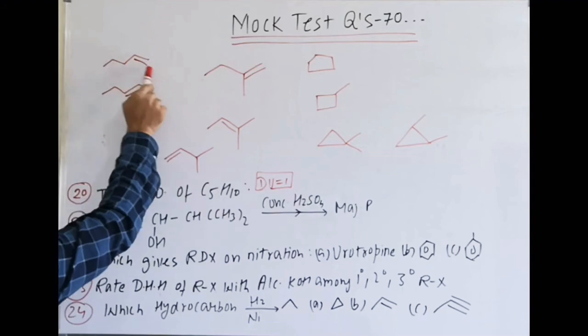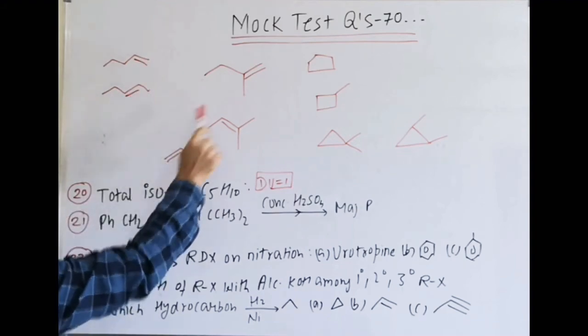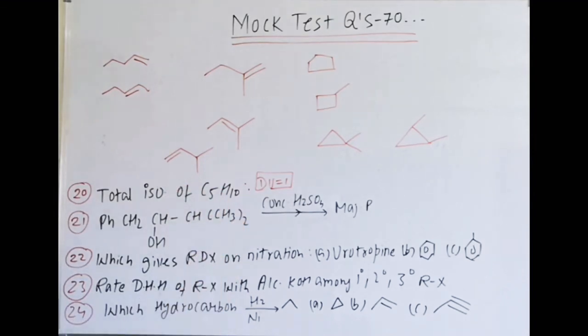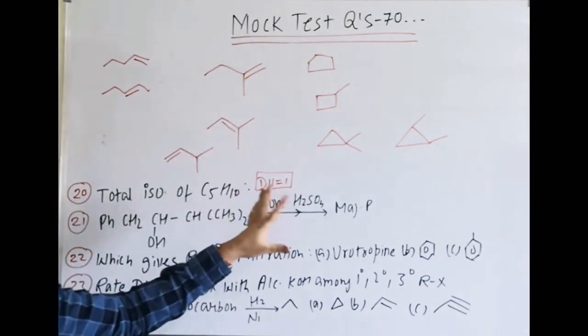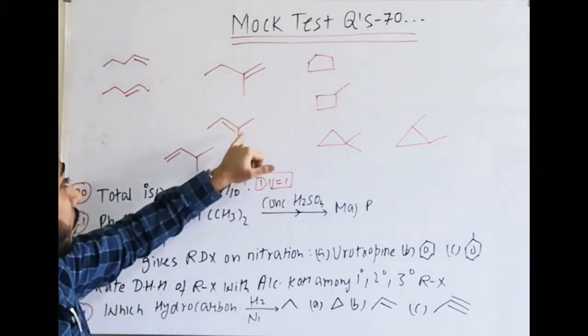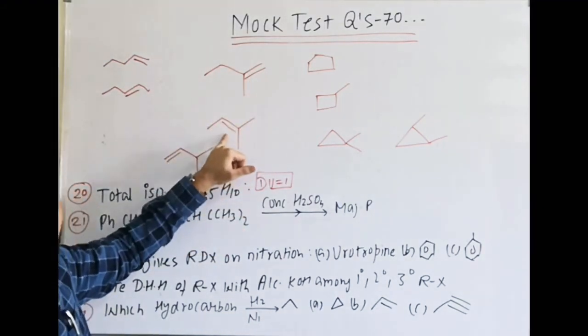Firstly, with a straight chain of 5 carbons, 1, 2. Okay? Then with 4 carbons and branching, the formula remains the same, C5. Double bond means the formula definitely matches, that means hydrogen remains 10. Then with 4 carbons, another possibility: the position of the double bond changes.